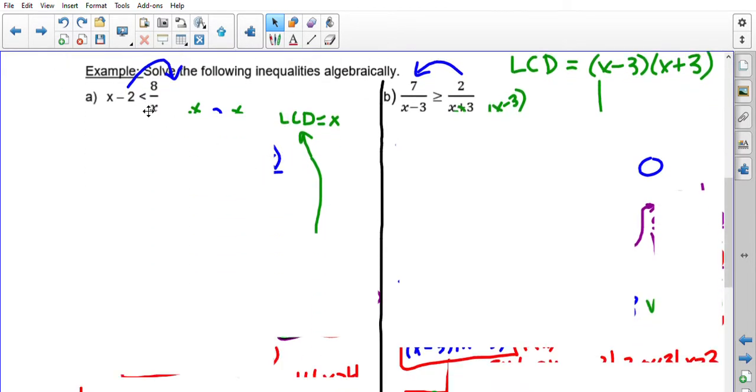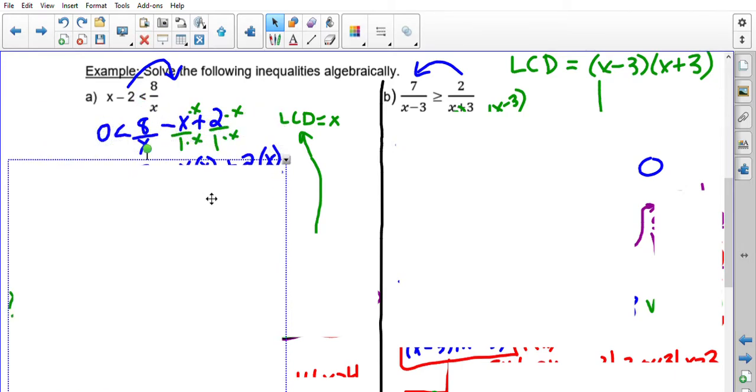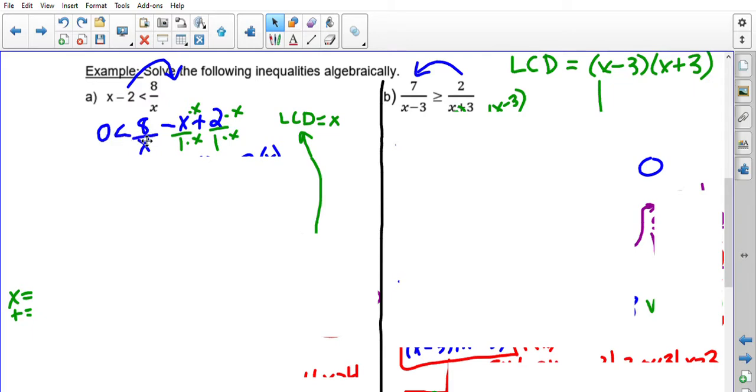All right, so let's give it a shot. Solve these inequalities algebraically. The first thing you can do is find a lowest common denominator right away and change everything. I personally like to bring all terms over to one side, and set one side equal to 0. It does not matter which side you bring it over to, you will get the same answer either way. So for example, this time I decided to bring the x minus 2 over. So I have 0 is less than 8 over x minus x plus 2. All right, your next step is that you want to rewrite this whole section.